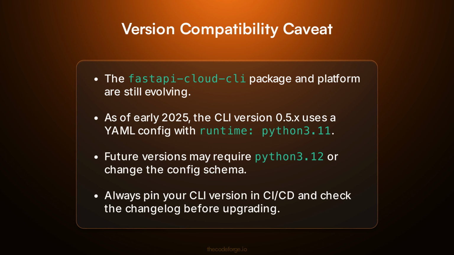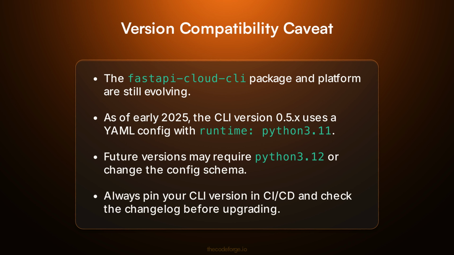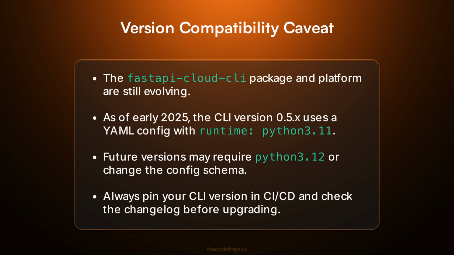The FastAPI Cloud CLI package and platform are still evolving. As of early 2025, CLI version 0.5.x uses a YAML config with runtime Python 3.11. Future versions may require Python 3.12 or change the config schema. Always pin your CLI version in CI/CD and check the changelog before upgrading.